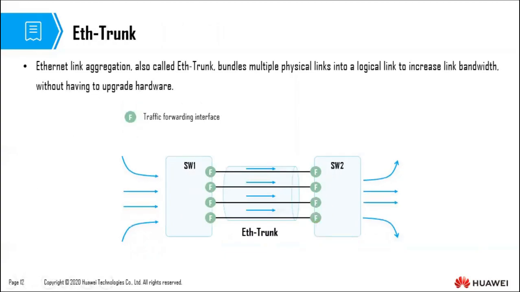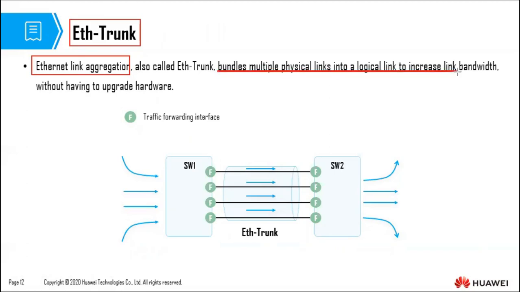So the solution to that is what we call Eth Trunk. Eth Trunk technology is also called the Ethernet link aggregation technology. It involves bundling multiple physical links into a logical link in order to increase link bandwidth without having to upgrade the hardware.